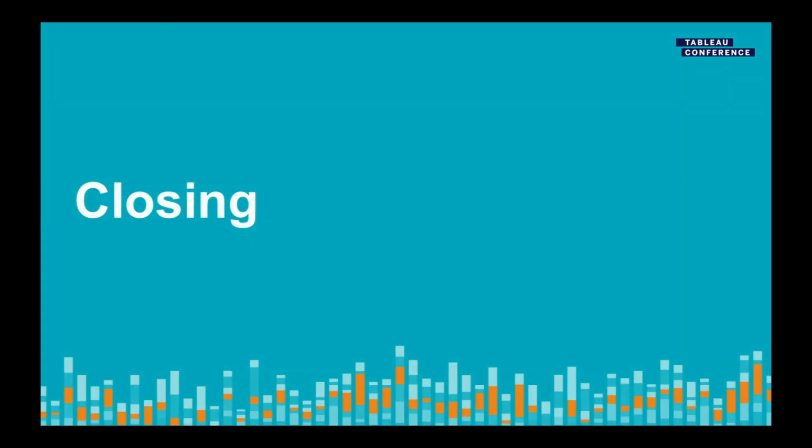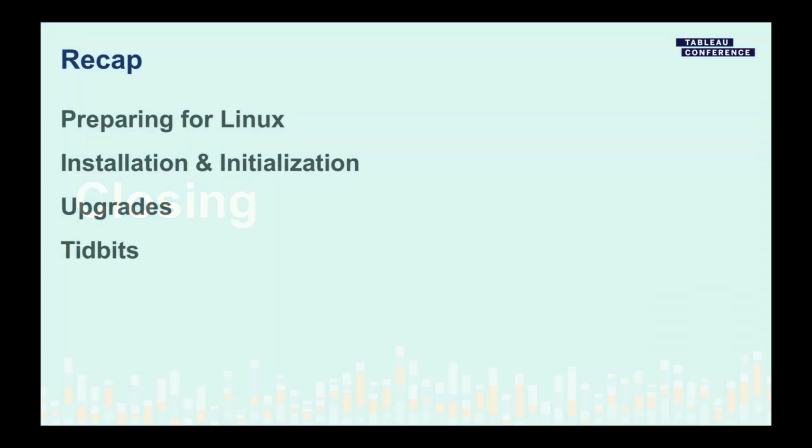All right. In closing, I want to recap. We started by talking about how to prepare for Linux. In particular, vCPUs are almost always hyperthreads, so you need to be careful of that when sizing your instance properly for Tableau Server. Let me skip back here. We also talked a lot about installation and initialization, and how there are three major steps: installing the package, initializing TSM, and then initializing server.